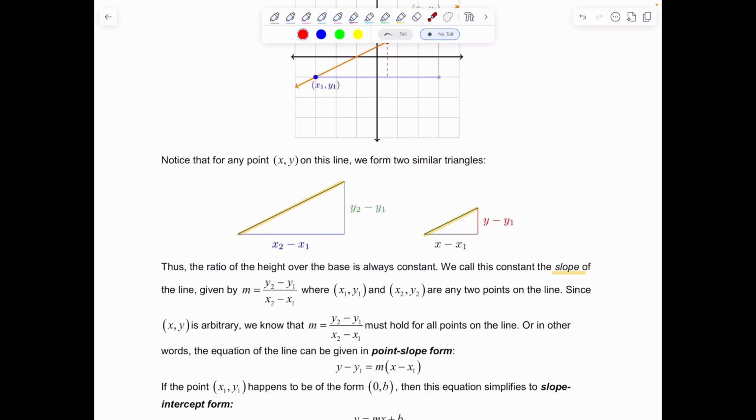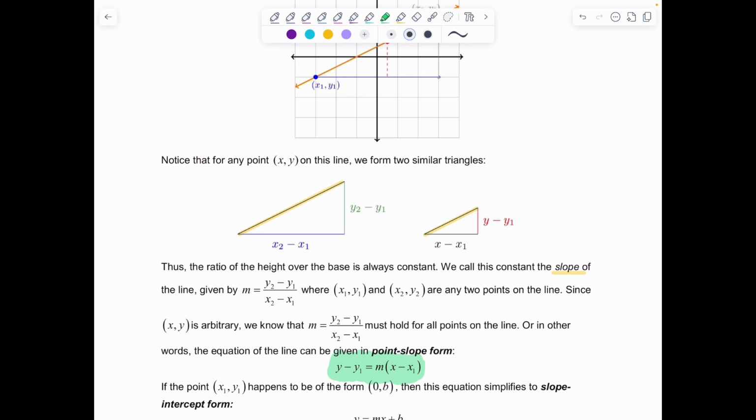Now, since this (x, y) was arbitrary, we know that this slope is constant for all of the points on the line. And if you just rearrange and multiply over x2 minus x1 to the other side, you get point-slope form. This is the most useful form when you're asked to write the equation of a line. That's the one you should go to by default.